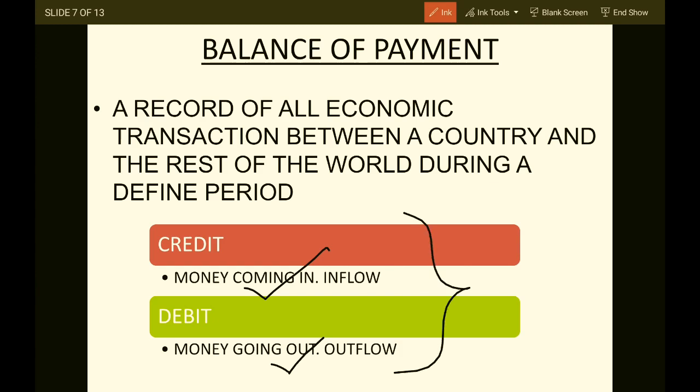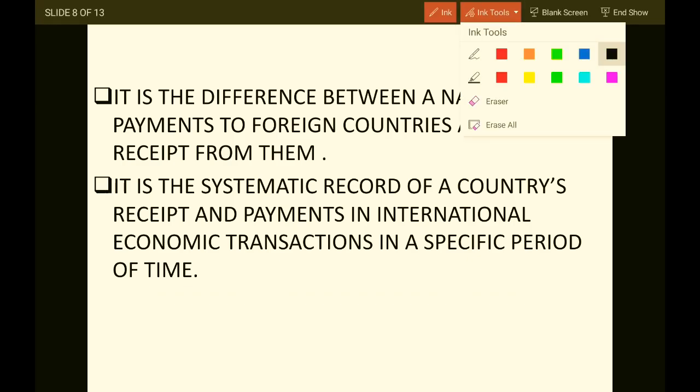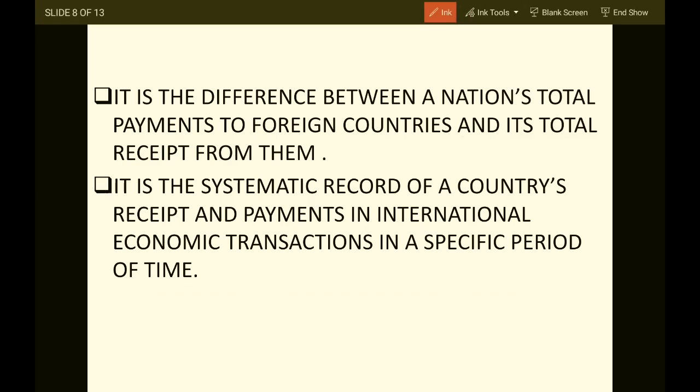Two things are there in the balance of payment statement. Credit, the money which is coming from the other country, that's like export. The country is exporting, so they are earning from other countries. And import, we are purchasing from other countries, so we have to pay, that comes on the debit side. It is the difference between a nation's total receipts and payments to foreign countries. For example, if India is importing from USA, they have to pay in dollars.